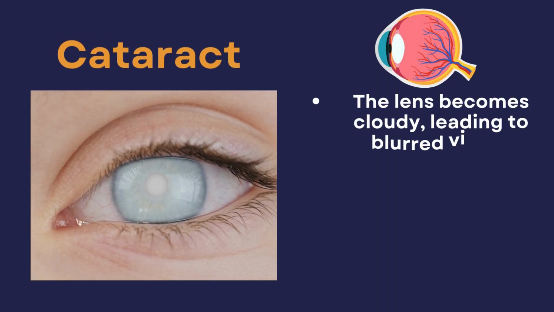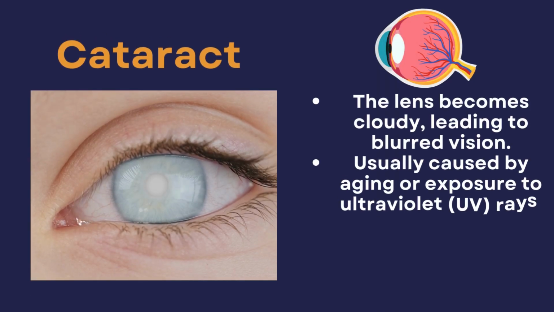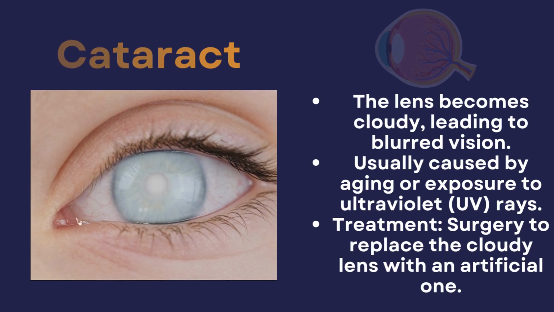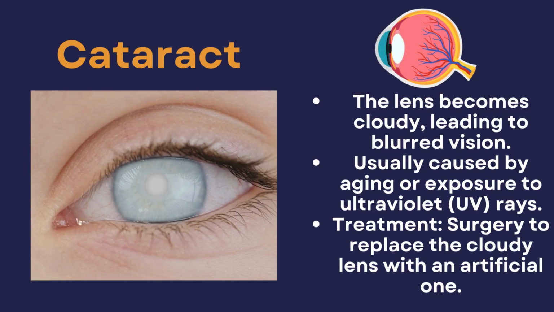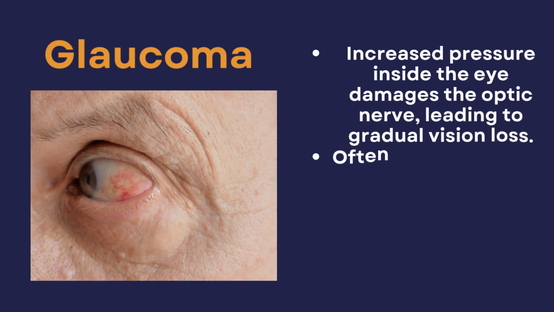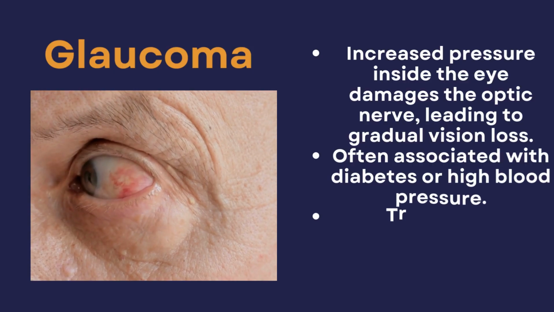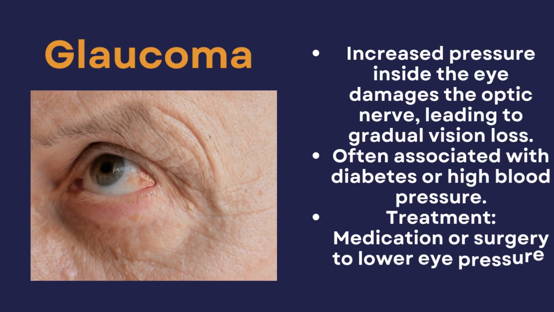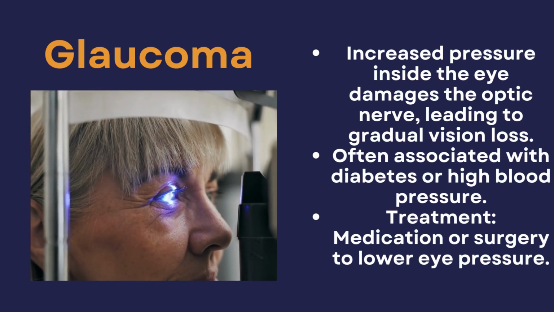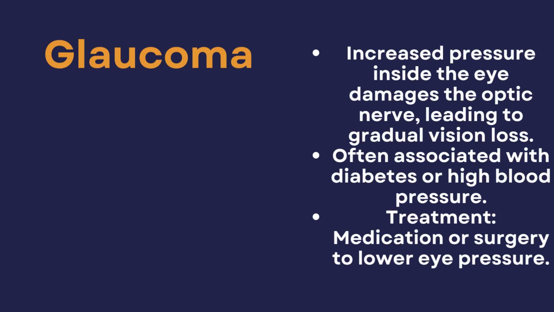Eye diseases. Cataract. The lens becomes cloudy, leading to blurred vision, usually caused by aging or exposure to ultraviolet UV rays. Treatment: surgery to replace the cloudy lens with an artificial one. Glaucoma. Increased pressure inside the eye damages the optic nerve, leading to gradual vision loss, often associated with diabetes or high blood pressure. Treatment: medication or surgery to lower eye pressure.